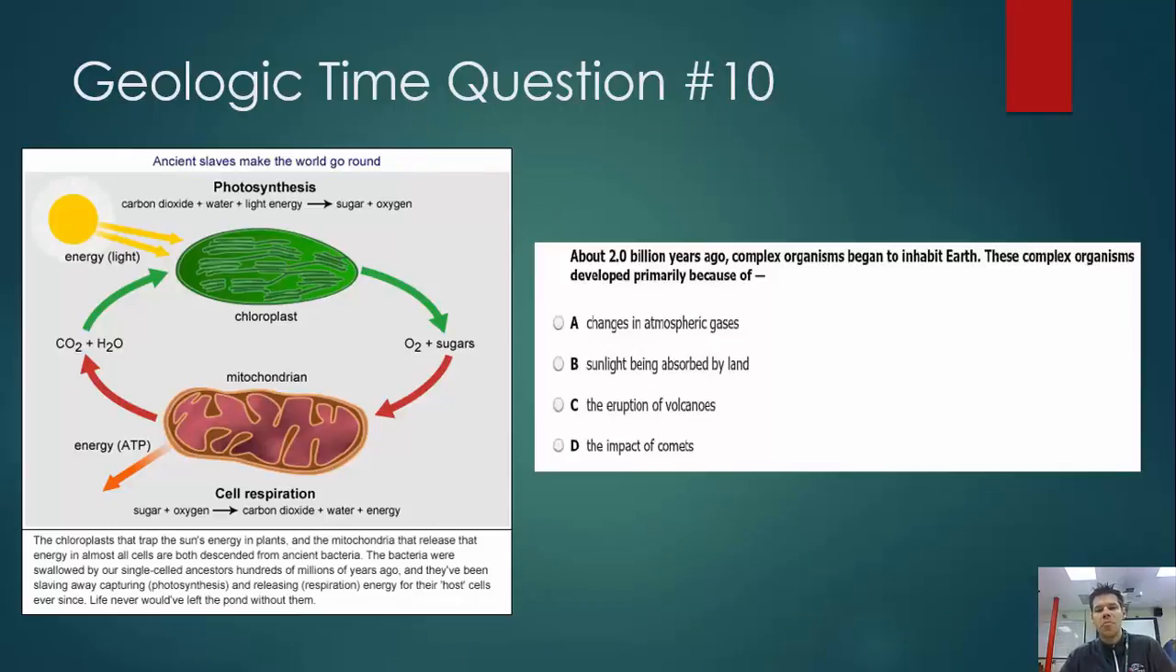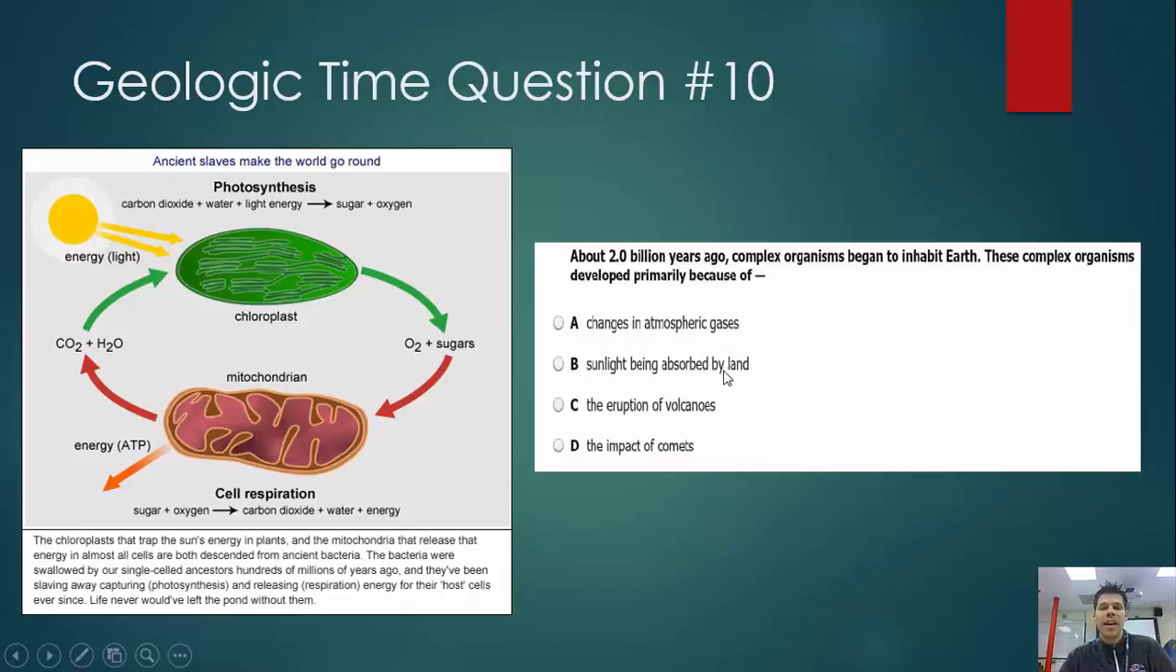About 2.0 billion years ago, complex organisms began to inhabit the Earth. The number one thing that led to the survival and evolution of more complex organisms was oxygen. And all that oxygen came from those early photosynthetic organisms that converted the Earth's carbon dioxide into oxygen. So our best answer here is changes in atmospheric gases, A. So that's the correct answer.